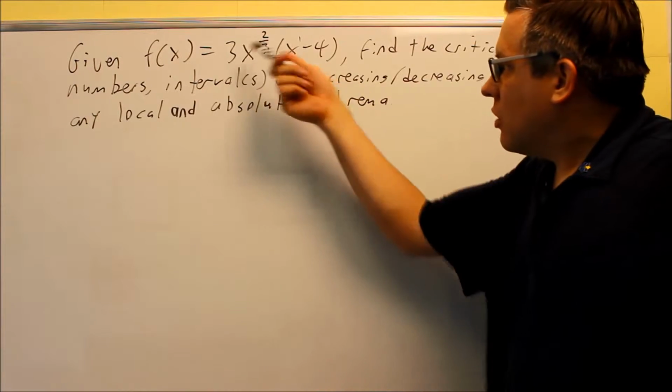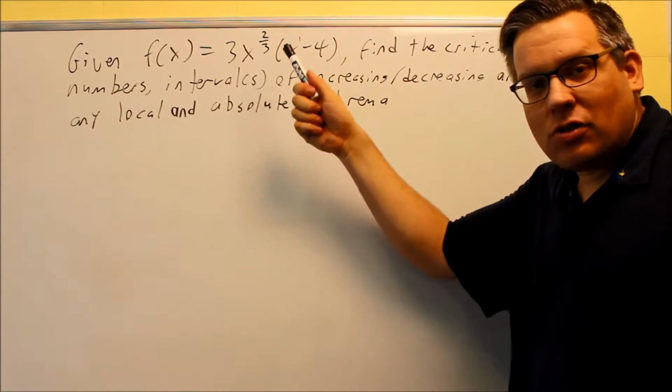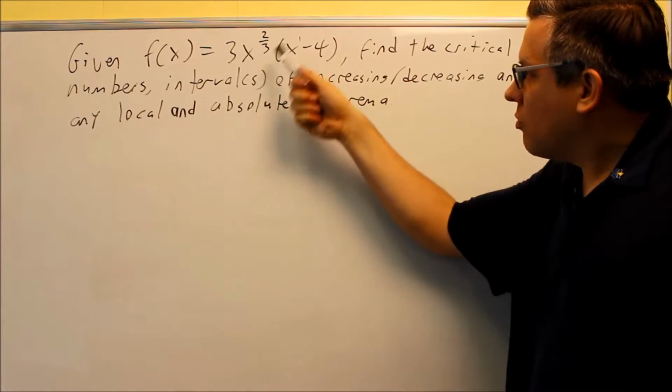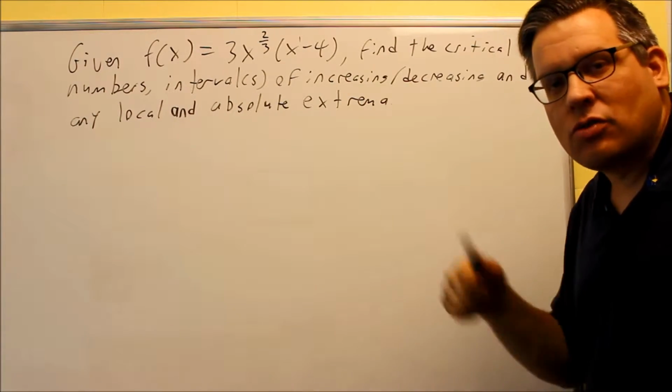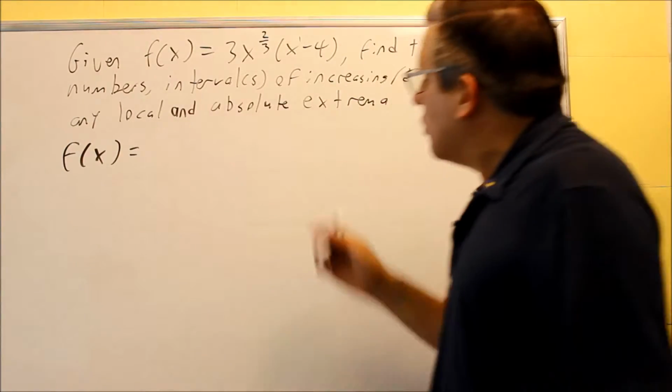Now looking at this, it looks as if we may have to use a product rule here. However, you don't have to. Another way to do this is you could distribute and you can use the power rule. So let's do it that method. First thing, we're not going to do any derivative, we're just going to distribute.